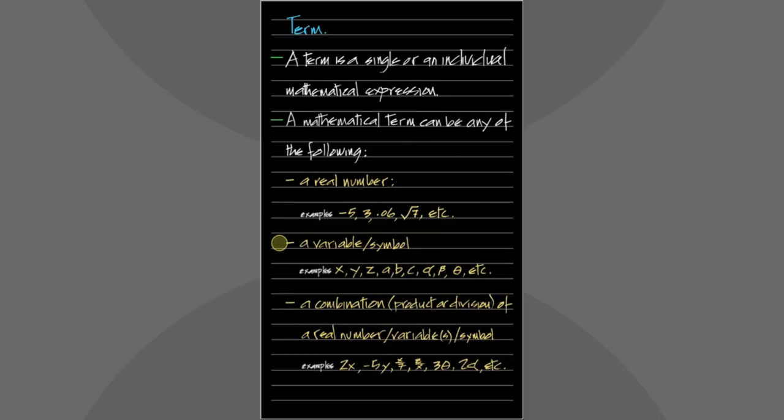Next, a variable or symbol. Example: X, Y, Z, A, B, C, alpha, beta, theta, etc. Next, a combination, that is product or division of a real number, variable, or symbol. Examples: 2x, -5y, x over 7, 8 over x, 3 theta, 2 alpha, etc.